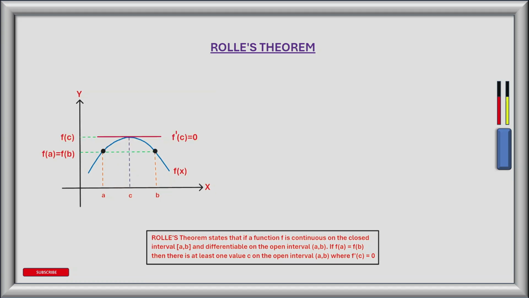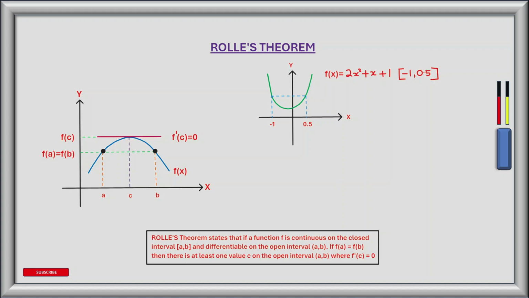Then, if f(a) is equal to f(b), so the y values at x equals a and x equals b are the same, then there is at least one value, let's call it c, on the x-axis between a and b, but not including a and b, where f'(c), so that's the derivative of f, is equal to 0. This means that there is at least one tangent to the curve which is horizontal or parallel to the x-axis, as shown here in the diagram.